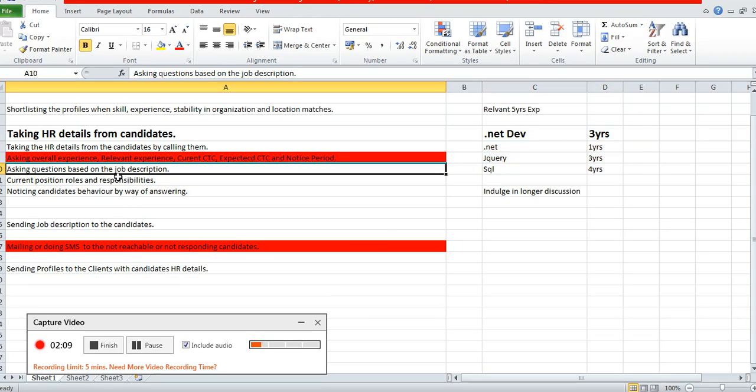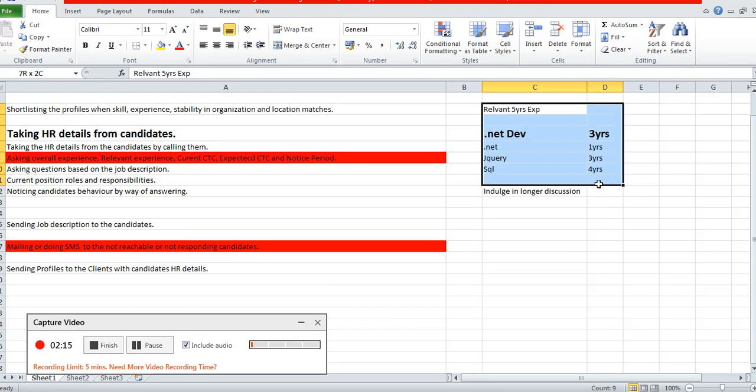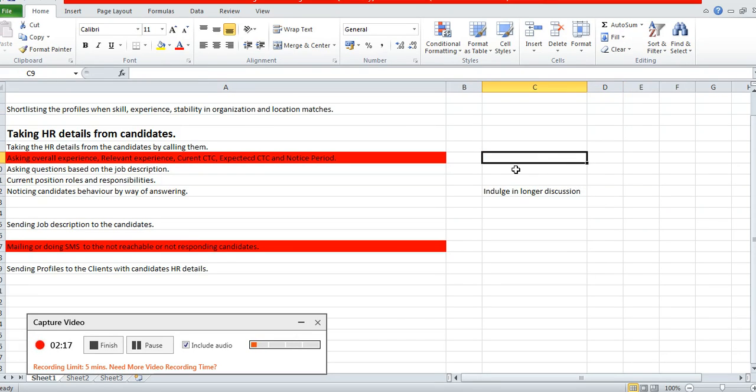So also ask the questions based on the job description, specific skills that you would probably want to know. It could be team handling experience, right? Or it could be traveling, right? Or client management experience. So now these are the main aspects you can also see from the job description as such.